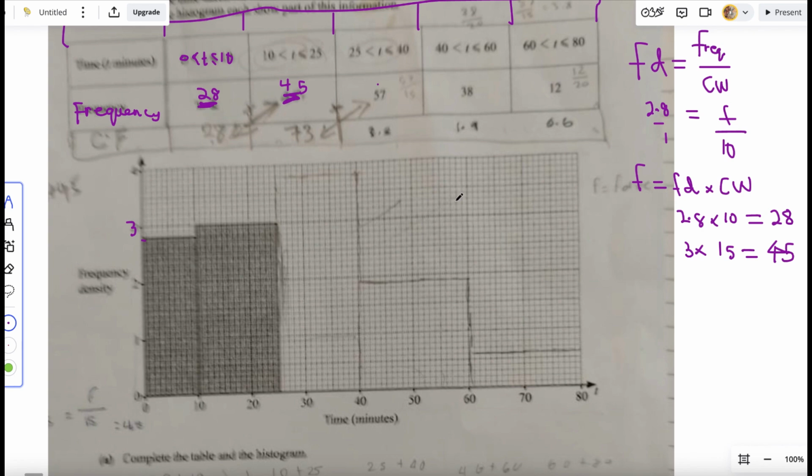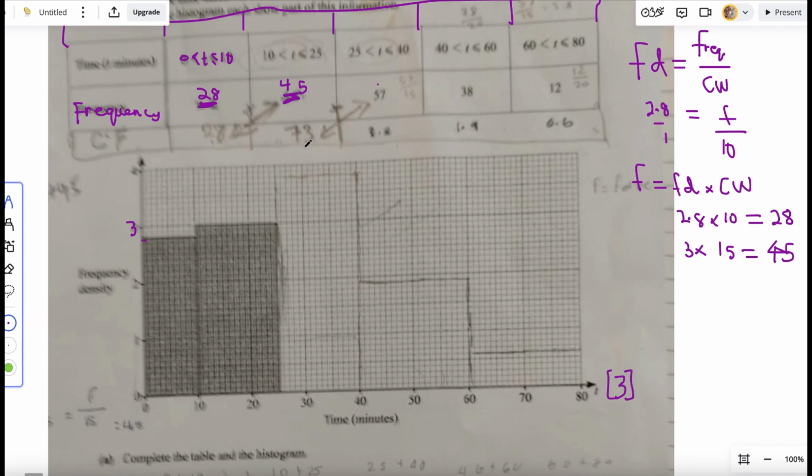So after doing that, you know the frequency, right? The next question is for us to complete this graph, this histogram. To complete this histogram will give us around another 3 marks. Now they want us to complete this histogram. How do we do that?